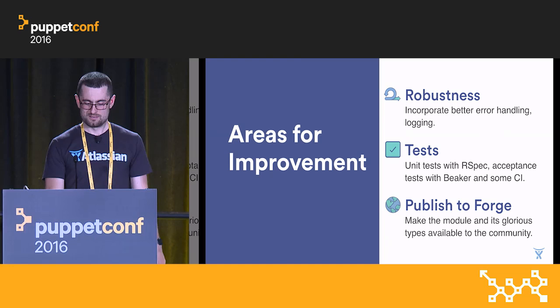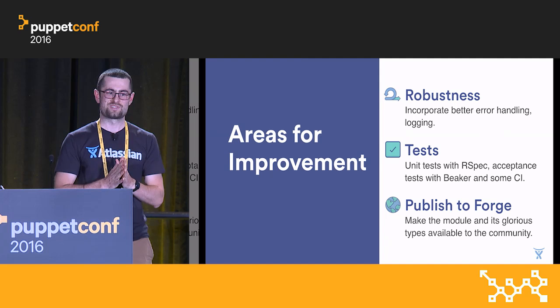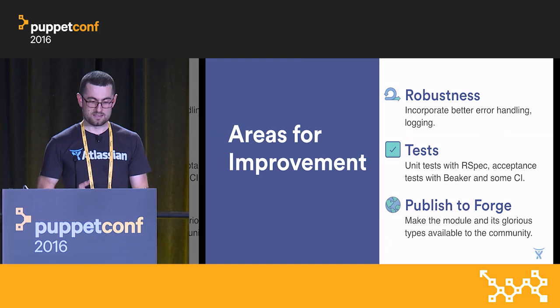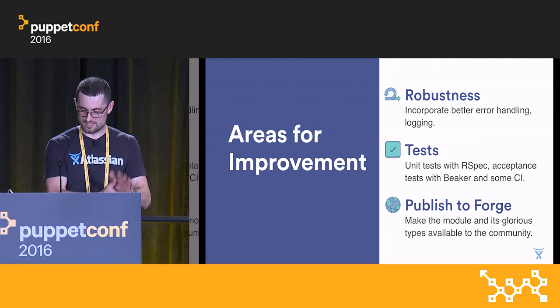Areas for improvement: robustness. Like I mentioned before, there's a little bit of missing stuff. Handling errors and logging are not so good. Tests, definitely need unit tests. With something like Ruby, you're bound to shoot yourself in the foot. It has a really loosey-goosey type system, and you can easily find yourself in trouble. So get some RSpec tests.